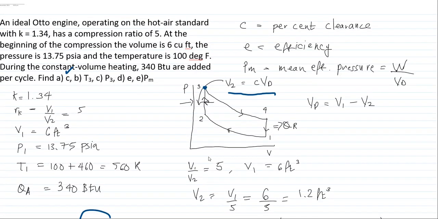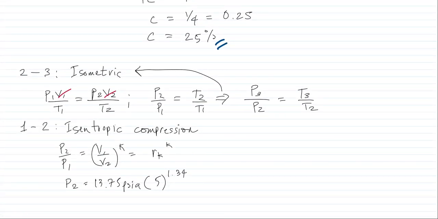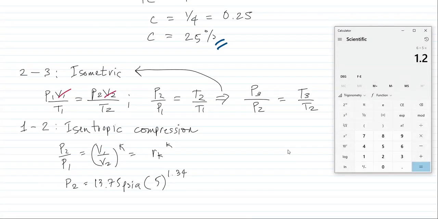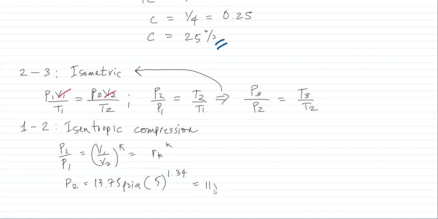1.34. So let me just check our K. Yes, 1.34. Okay, so we will get our calculator again, and we have 5 raised to 1.34, and then multiply that by 13.75. Okay, so the answer is 118.83 psia. So that is our P2.